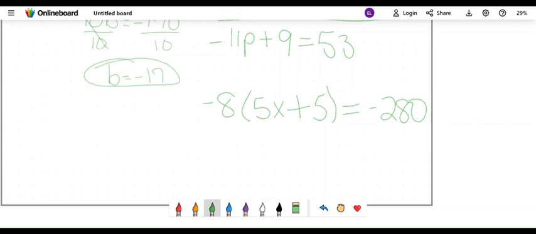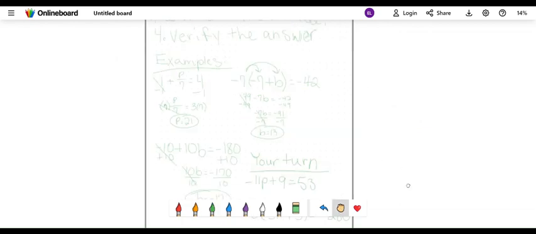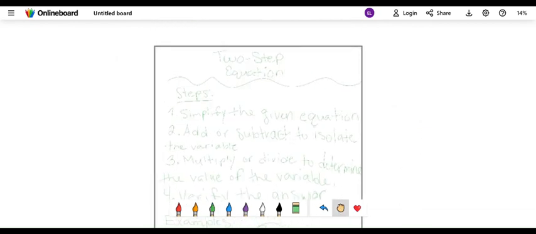Try your best on the distributing part because I have shown one equation about distributing. I hope you pay attention. Okay, so that's it for today. And I hope you learned something about two-step equations.